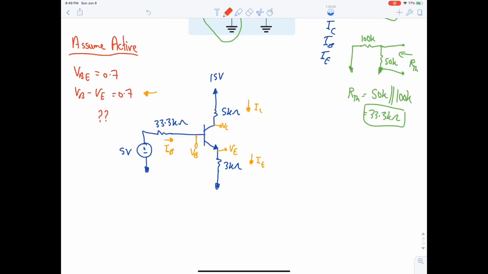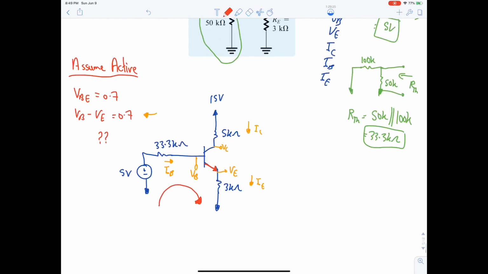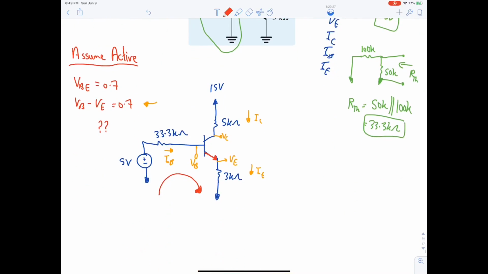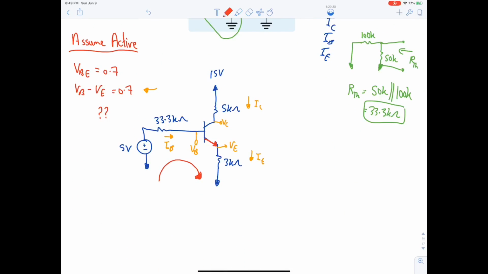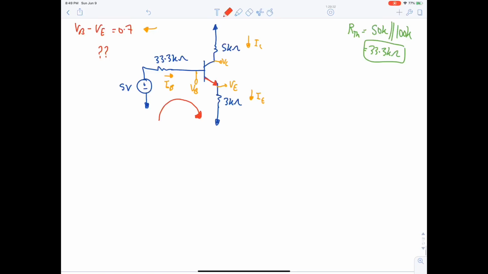We have to do KVL. KVL is always with the direction of the arrow. So we have to do KVL in this direction, with the arrow. Always when you do Thevenin, the next step is to do KVL. So how do we do KVL here?